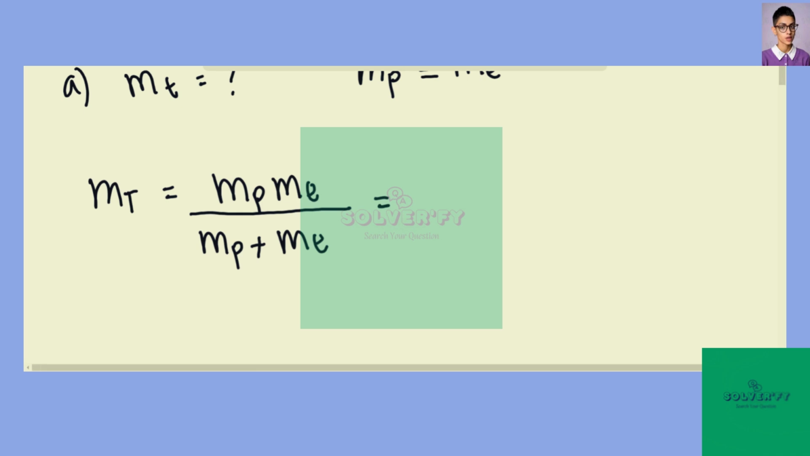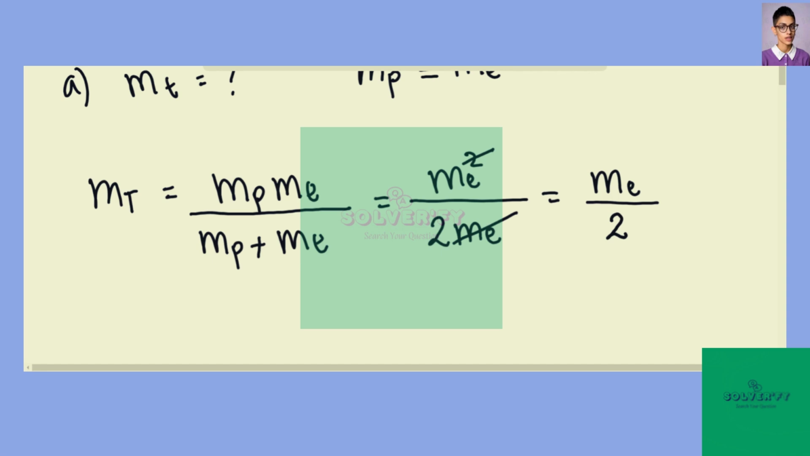So with this, we can simplify this further. In the numerator we obtain the mass of the electron squared, and in the denominator we have 2 times the mass of the electron. We can simplify by eliminating one factor from the numerator and one from the denominator. So the reduced mass is half of the mass of an electron. That's the reduced mass of this system known as positronium.